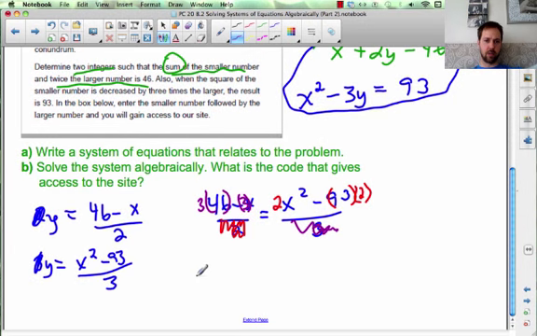Gotta learn to trust myself, I guess. 138 minus 3x equals 2x squared, and 93 times 2 is 186. So minus 186 right there.